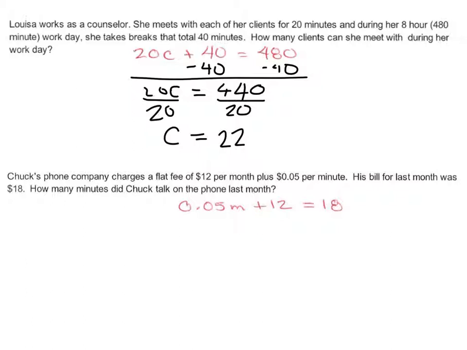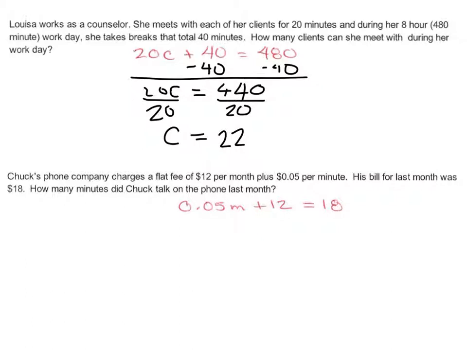So the next word problem we had is this one. Chuck's phone company charges a flat rate of $12 per month plus 5 cents per minute. His bill last month was $18. How many minutes did Chuck talk on the phone? So we know that his bill is $18, so that's our 18 right there. The flat fee is your $12, and then you know that per minute that he talks, he gets charged 5 cents or 0.05.